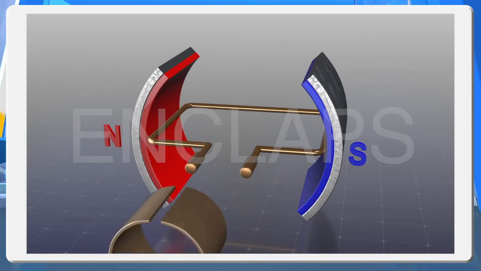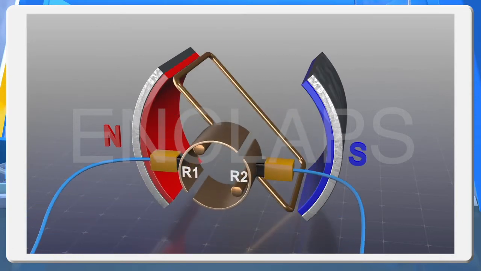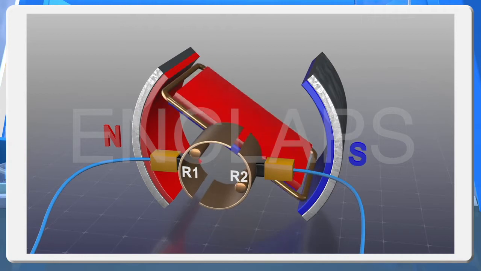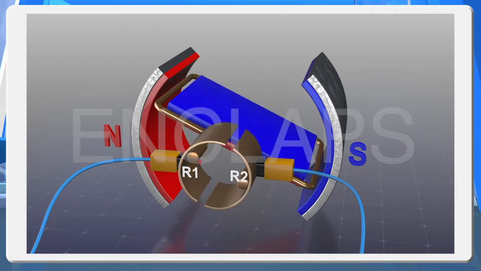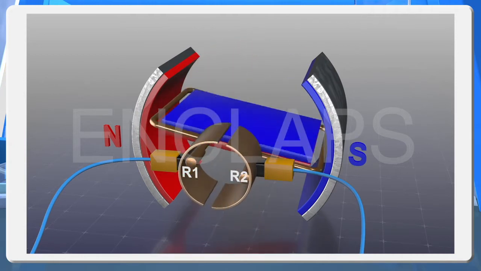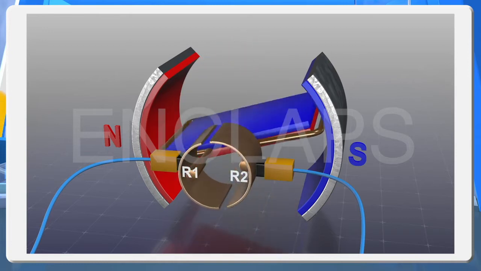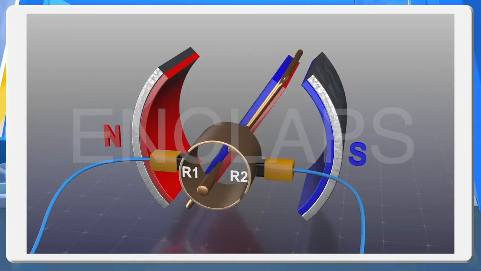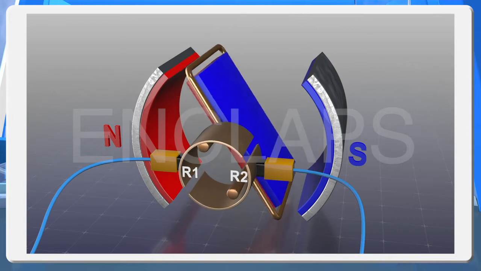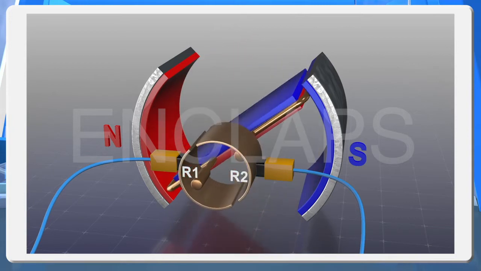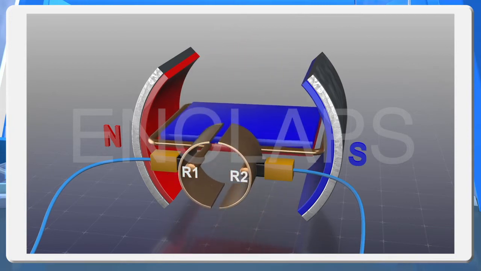When electricity flows through the armature, a magnetic field is created around the armature. So here, the armature becomes a magnet. The armature rotates on its axis as a result of the repulsion that takes place here.